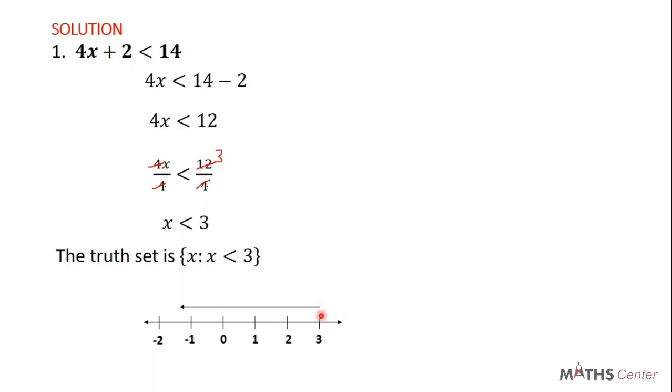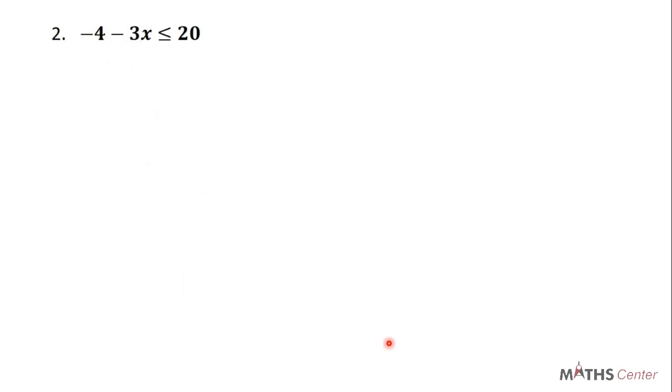So our answer is 3. The direction of the inequality sign is less than, so you draw your arrow in that direction. Then after that, you draw a small circle on top of your answer like this. So this is how to illustrate this answer on a number line. Let's take the next question.